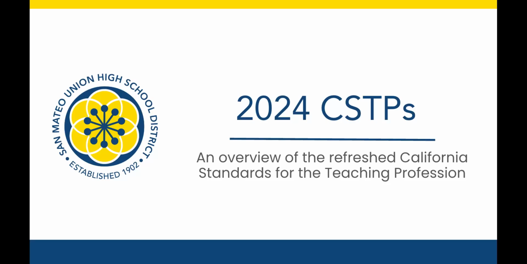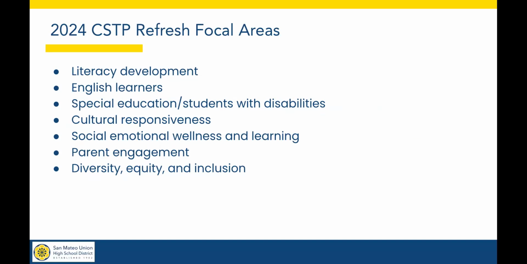Welcome to our overview of the 2024 CSTPs, or California Standards for the Teaching Profession. When the 2009 CSTPs were reviewed, the following focal areas were identified as places the CSTPs needed additional language or clarifying information on in order to better reflect current education research and to better support students in California.